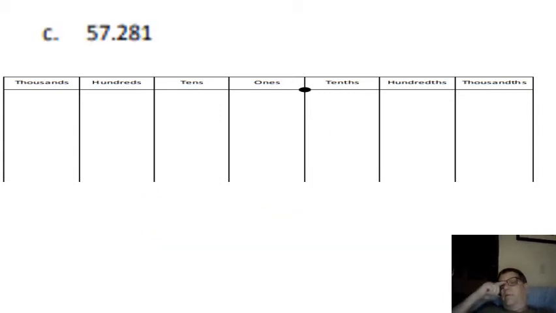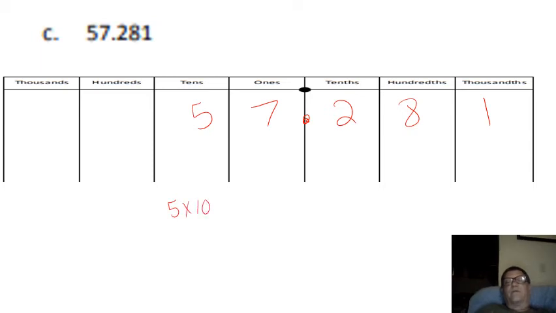Now let's try it again with this one. And once again, I'm going to write it in: 57 and 281 thousandths. I'm taking the place value, and I'm going to write it down here this time. 5 times 10, because that's the place value. 7 times 1. 2 times 1/10. 8 times 100th, and 1 times 1,000th.